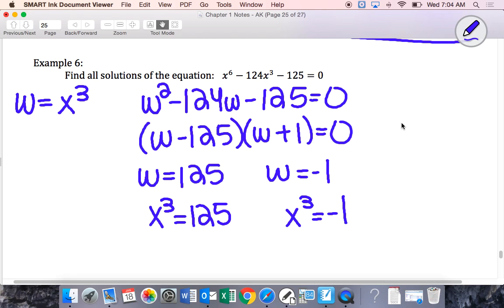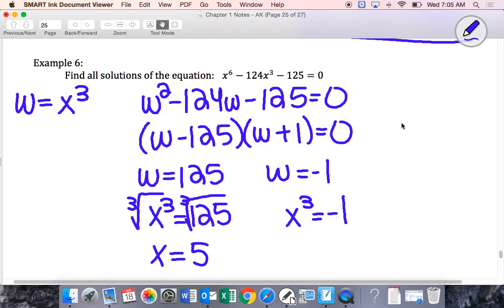Then you want to type in 125, and when you do that, hit enter. You should get 5 for your answer. So again, if I take my cube root, we're going to get x is equal to 5.